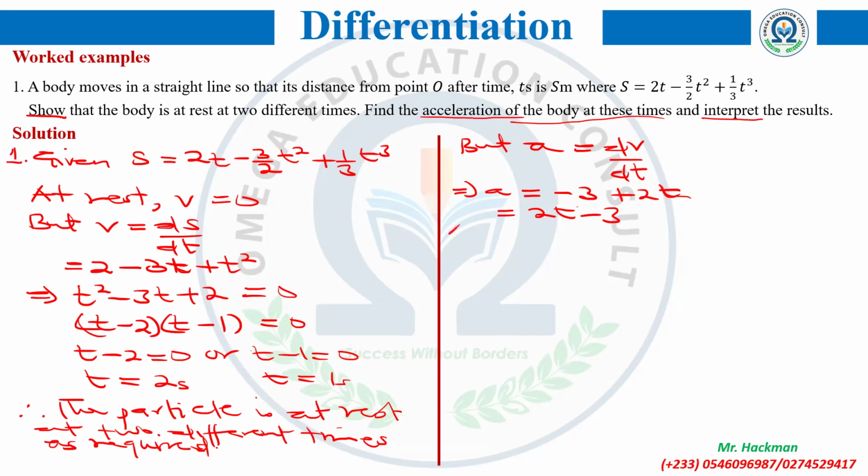So at our first time, t is equal to 2 seconds. We want to find A. So A will be equal to 2 into 2, minus 3. This implies that your A will be equal to 4 minus 3, which will give us 1. So 1 is the acceleration, in meters per second squared.